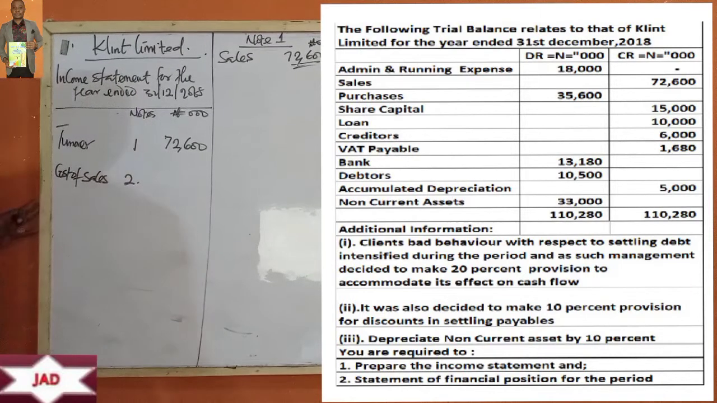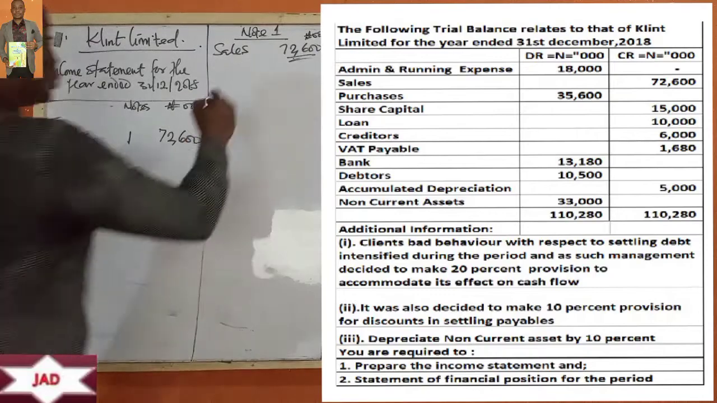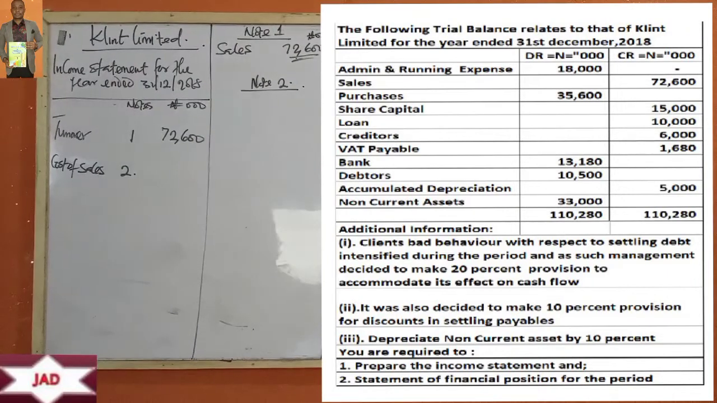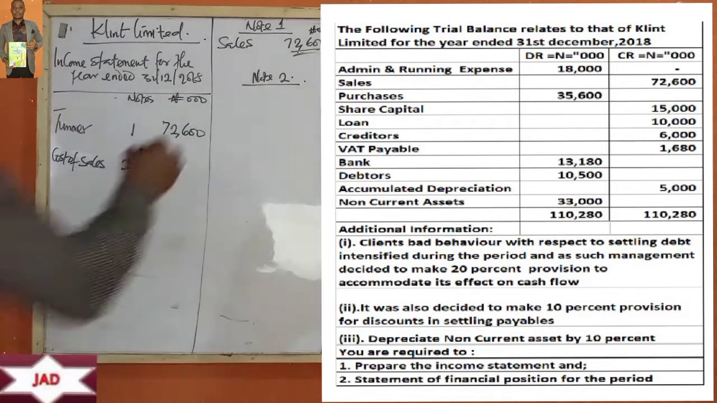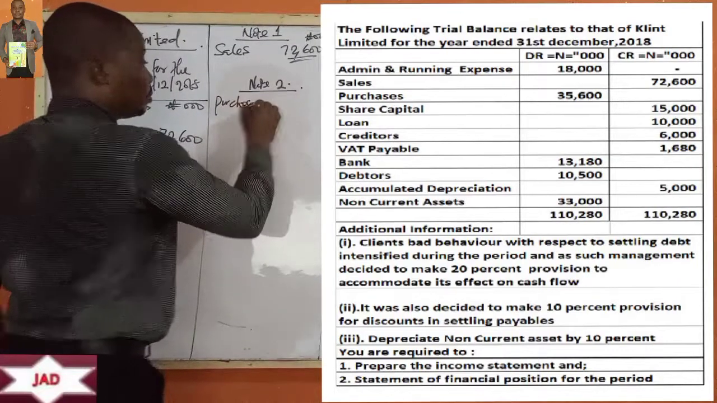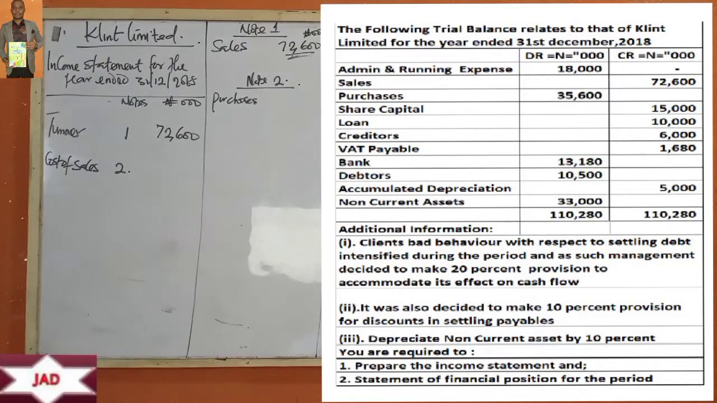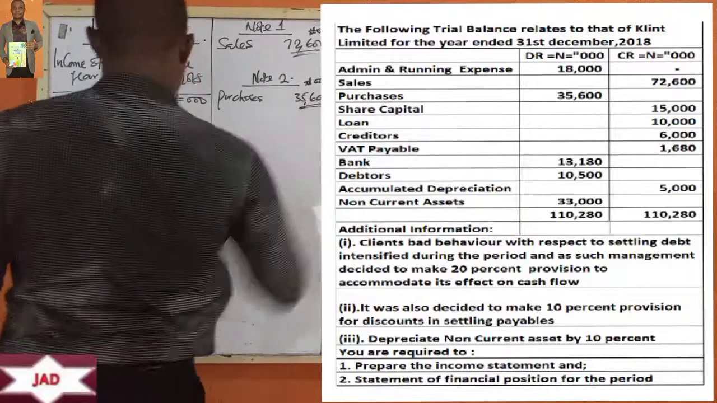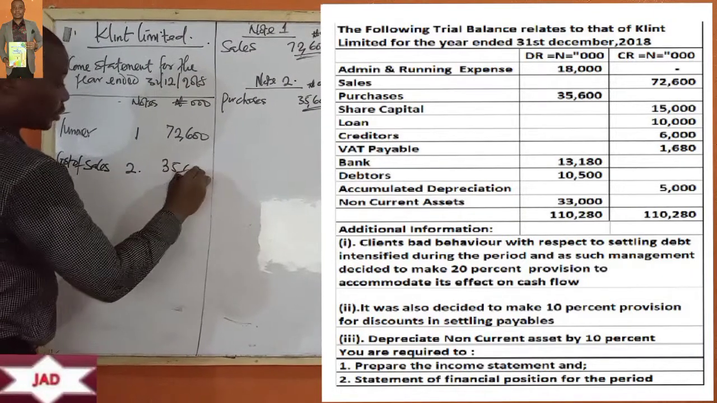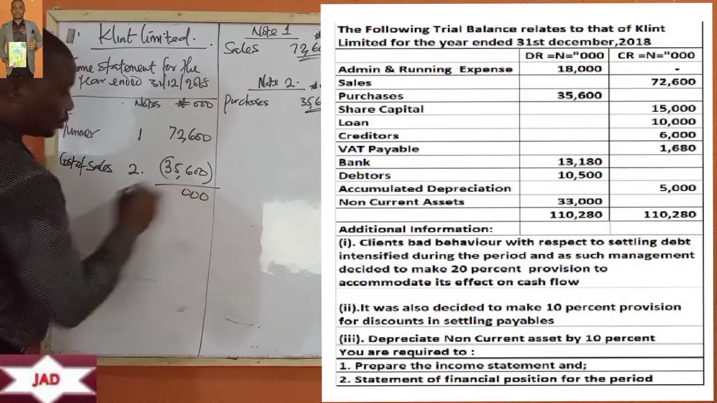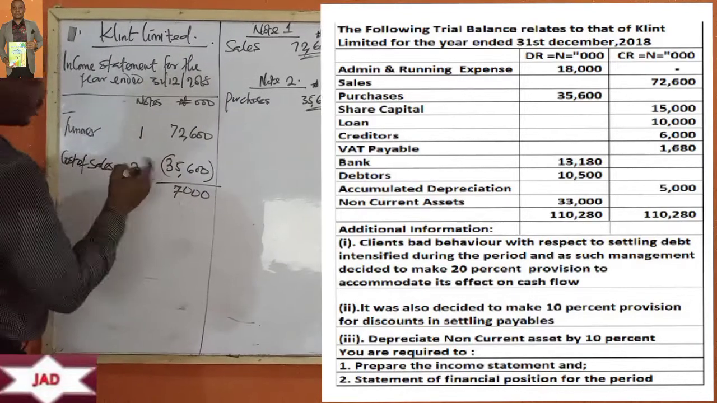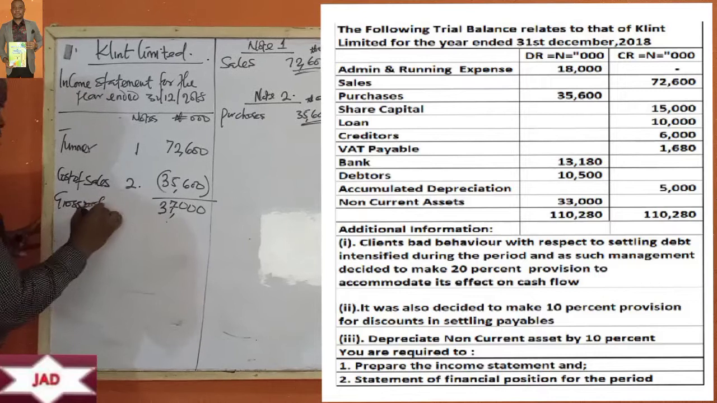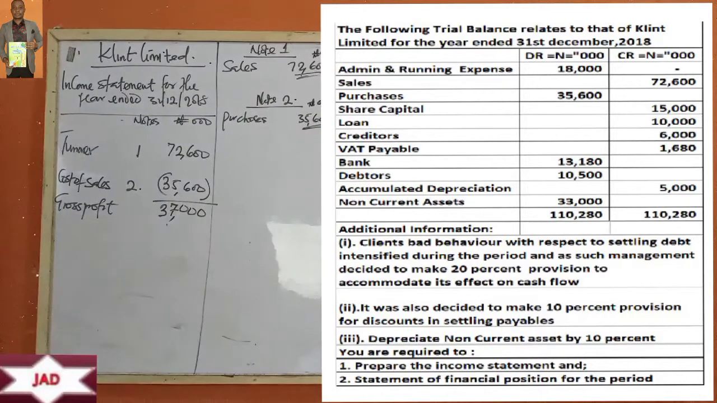So next thing we say cost of sales. That would be note 2. So what are notes 2 here? What I can see here is purchases, straightforward. Purchases here is 35,600,000. So we take this out. 12 minus 5 here will be 7. 6 minus 3 will be 3. So that's 37 million. So these are the gross profit.